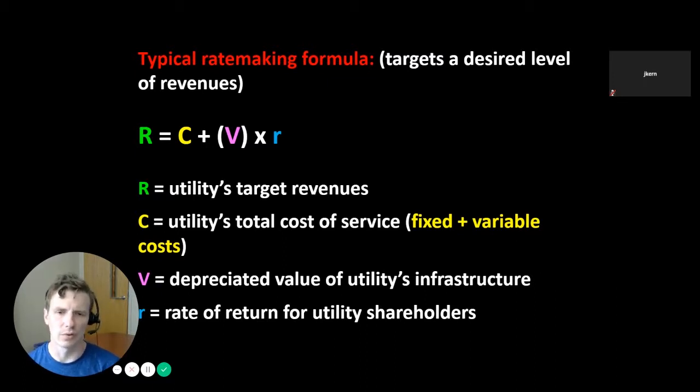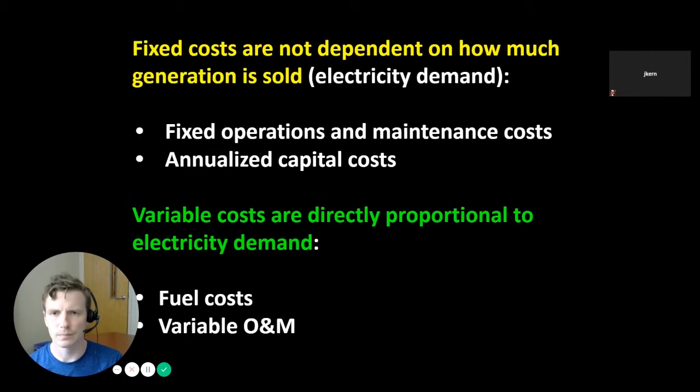profits for shareholders. And so the profits that shareholders can make are a percentage of the depreciated value of utilities infrastructure. So they're not actually making profits on the electricity they sell. They're making profits as a percentage of the amount of infrastructure that the utility owned, which sort of represents the shareholder's initial investment in the company. So we could describe V as the depreciated value of the utility's infrastructure, and little r as the rate of return or return on equity for utility shareholders.